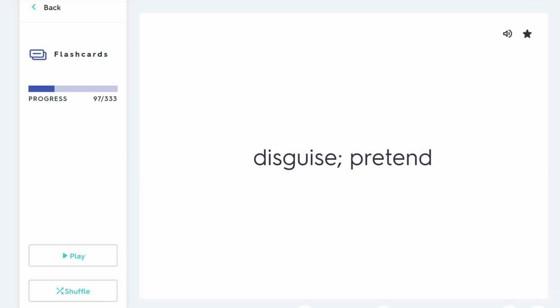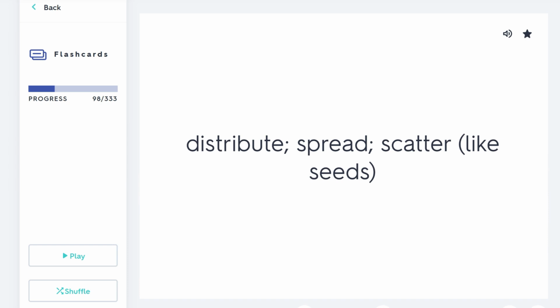Dissemble. Disguise, pretend. He was always dissembling his true intentions. When she confronted him, he tried to dissemble, disguise what he was doing. Dissemble. Disseminate. To distribute, spread, or scatter out like seeds. We need to print thousands of pamphlets to disseminate the idea that our new business is in the area. To distribute the idea, to spread it out, to disseminate.